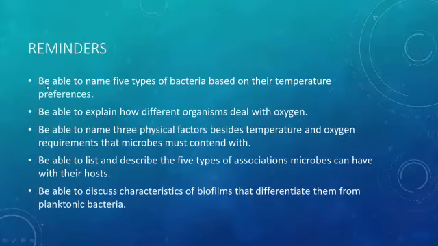Be able to name the 5 types of bacteria based on their temperature preferences. Be able to explain how different organisms deal with oxygen. Be able to name 3 physical factors besides temperature and oxygen requirements the microbes must contend with. Be able to list and describe the 5 types of association microbes can have with their hosts, and be able to discuss the characteristics of biofilm that differentiate them from planktonic bacteria.